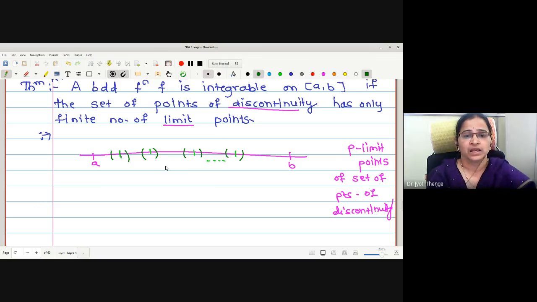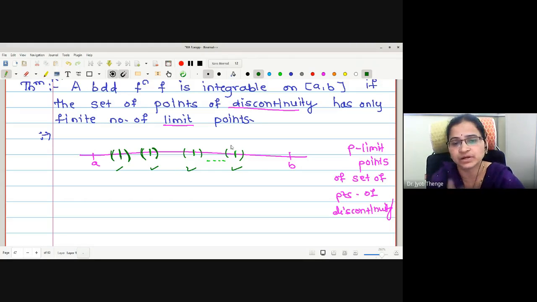Okay. Now what is our job? Our job is to make the contribution by these subintervals less than epsilon by 2, and for the remaining subintervals also less than epsilon by 2. Very similar to the previous one. You have to answer me one question. If I cover the limit points in subintervals like this, how many points of discontinuity are there outside these subintervals? How many limit points are there outside these subintervals?